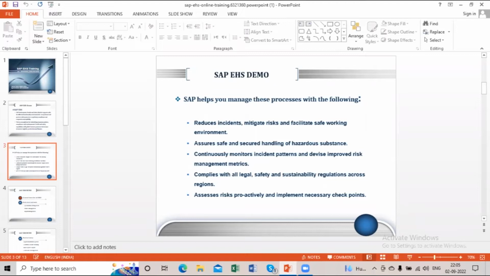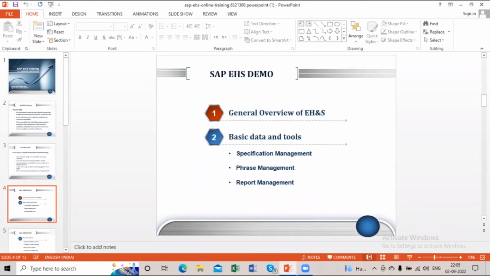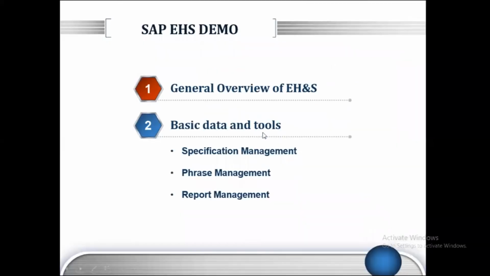Okay, we'll continue. So what are we actually going to study in this SAP EHS module? It has been broadly divided into 8 components, your entire EHS module. Some of the main components, if I have to highlight, start with basic data and tools. Basic data and tools has 3 very important functions: specification management, phrase management, and report management.